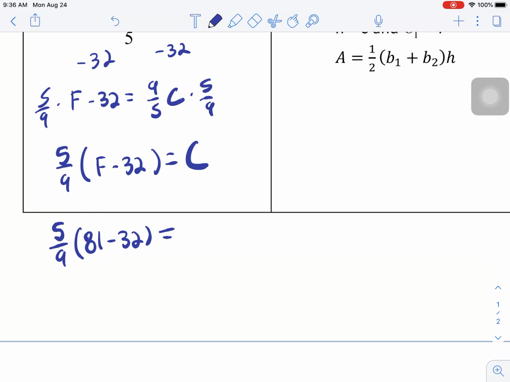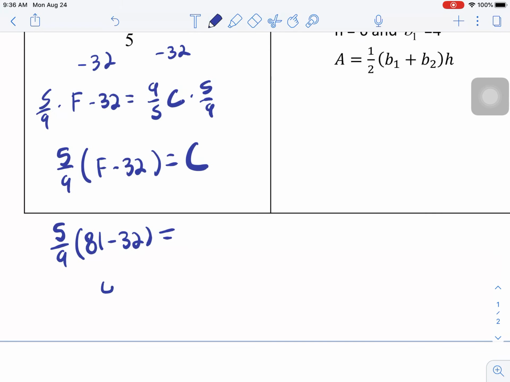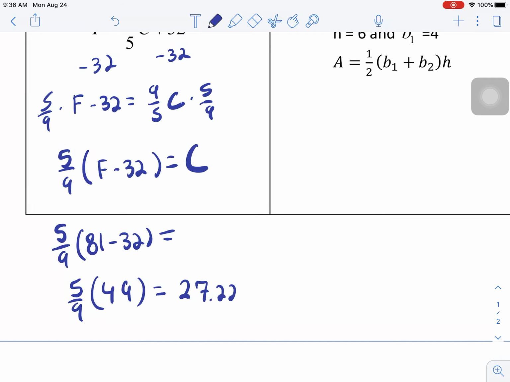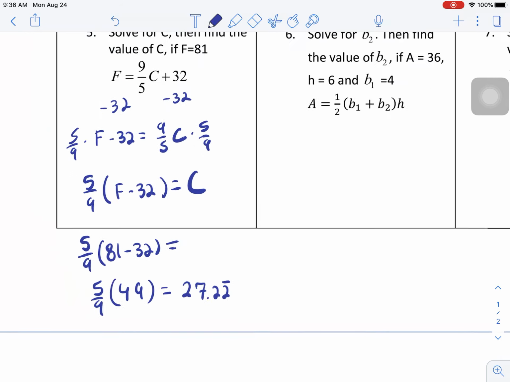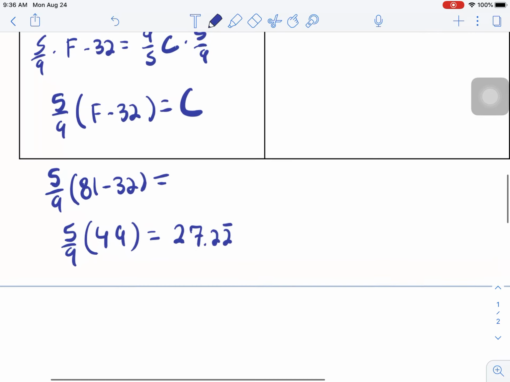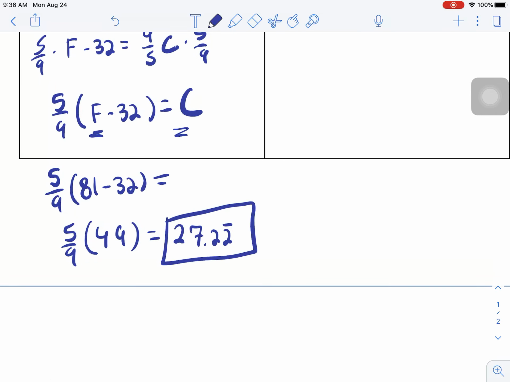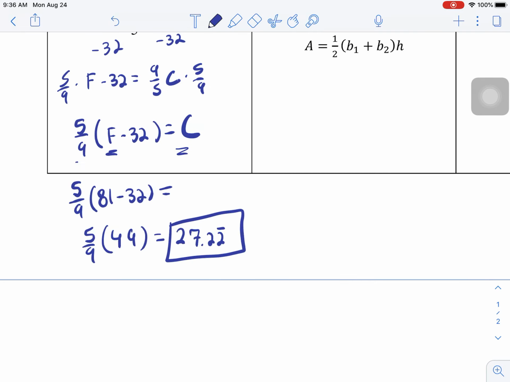So then 81 minus 32, that's going to give us 49 times 5/9 is going to be 27.22 repeating. Okay, and this is actually the formula to convert Fahrenheit to Celsius. Okay, so if you ever need that, this is the formula, which is nice.